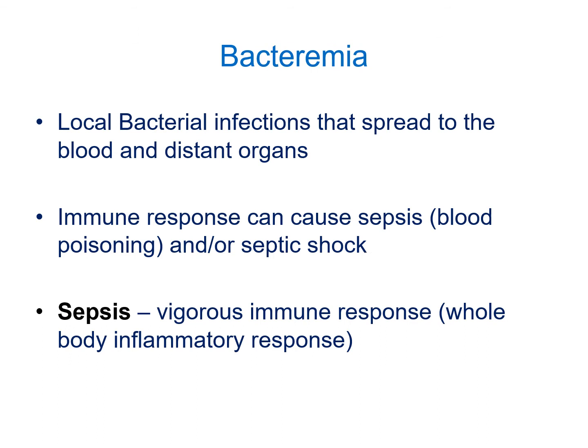So bacteremia, again, an infection of the blood, can start off with a local bacterial infection, maybe just in a deep wound or something like that, that then spreads from that area through capillary beds and into larger blood vessels. This can bring about something known as sepsis, and this is a very vigorous, overwhelming immune response. So it's a body-wide inflammatory response that not only damages the pathogen, but may damage your own tissues as well, and can lead to organ failure in some cases.